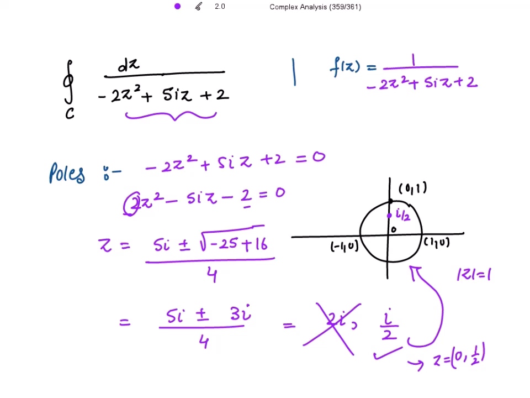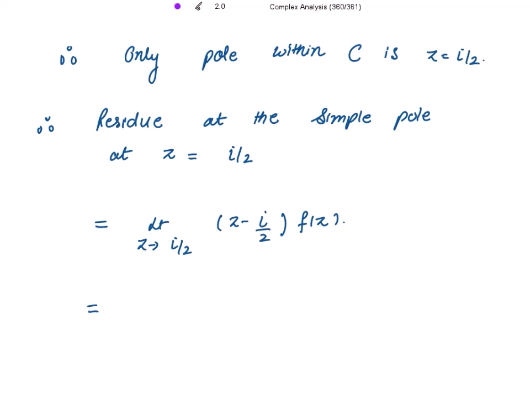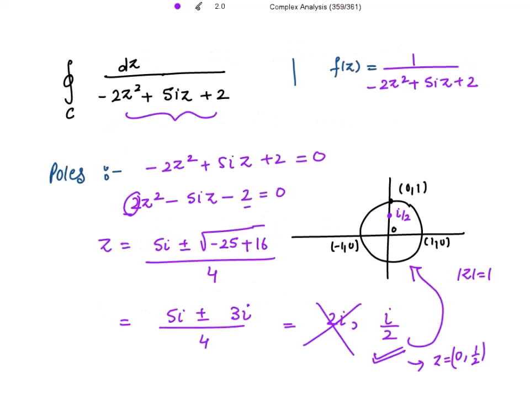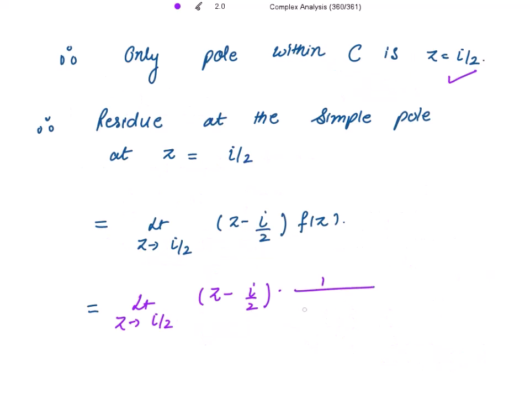So now we are going to calculate the residue for this point. We always find the residue for the points lying inside the circle, right? So the only pole within C is z equal to iota by 2, and the residue at the simple pole at z equal to iota by 2 is, the formula is, limit z tending to iota by 2 of z minus iota by 2 times f of z. What is f of z? This: 1 divided by minus 2z square plus 5 iota z plus 2.